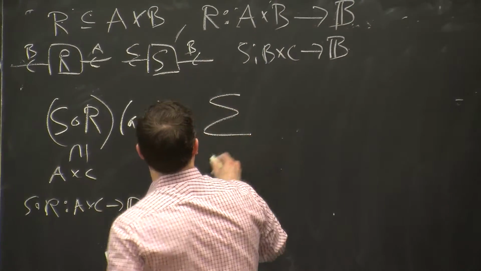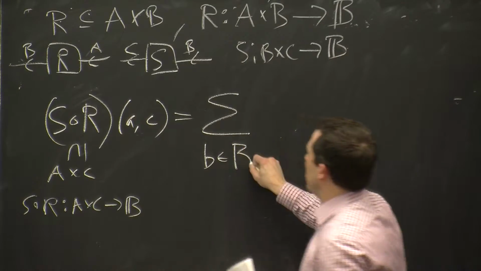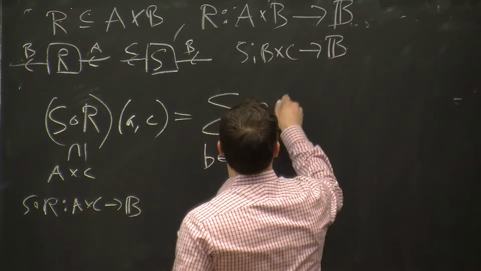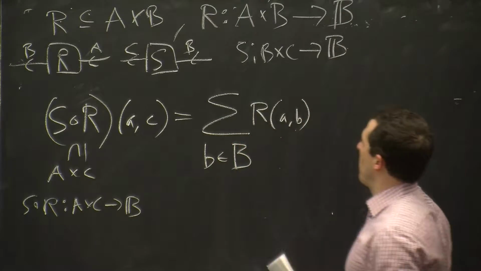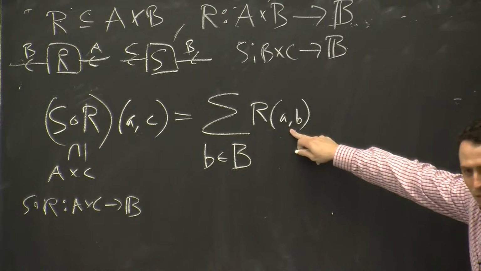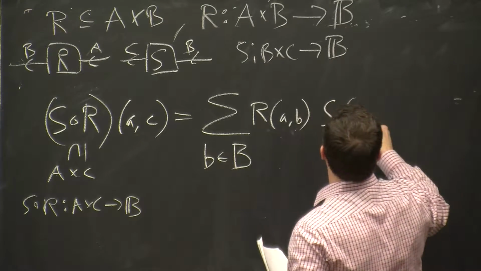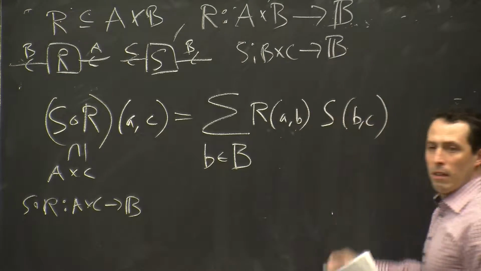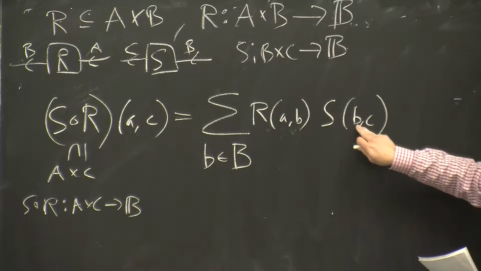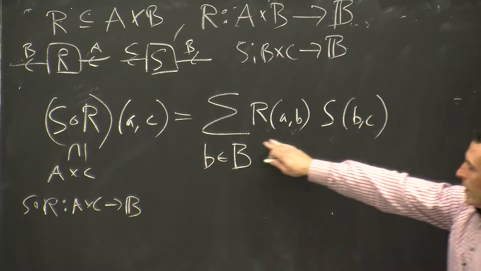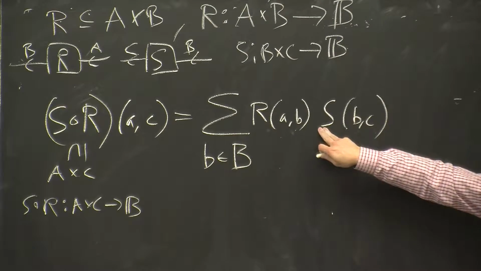And let's define it this way. It's the sum over all the intermediate elements of R applied to the pair AB. So this is a true or false value, depending on whether the pair AB is in R or not, times S applied to the pair BC. So that's a true or false value. It's true if BC is in S, and it's false if it's not. And in here, the addition and the multiplication are happening in this Boolean semi-ring.